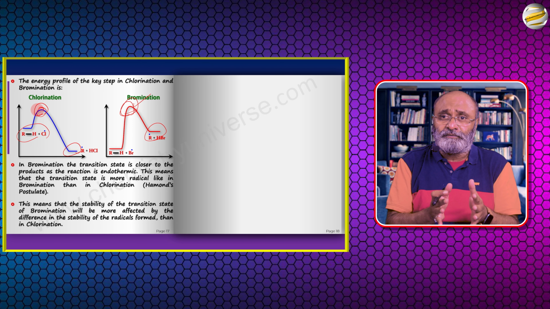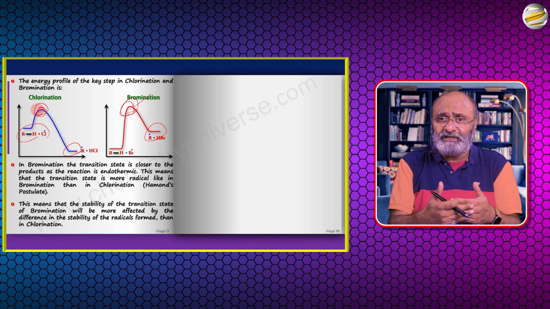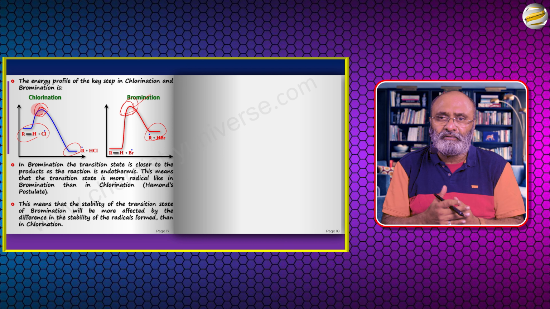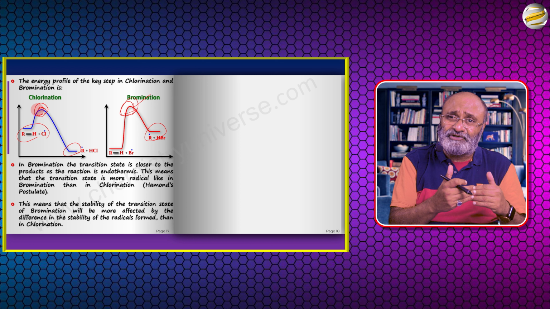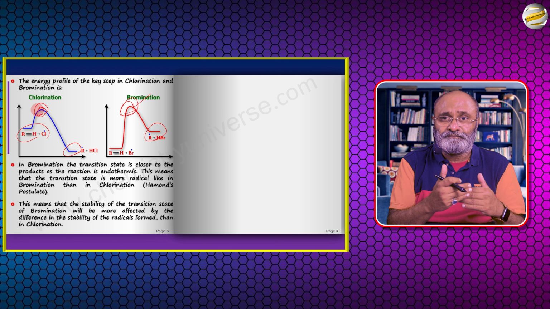It will affect both. In both cases, the transition state of tertiary will be lower. But if the transition state of tertiary is lower in both, how much is the margin? Since bromination's TS is more affected by the stability, the difference will be more. Whereas in chlorination, it will be lesser. The tertiary will be lower than primary, but the difference will be lesser.